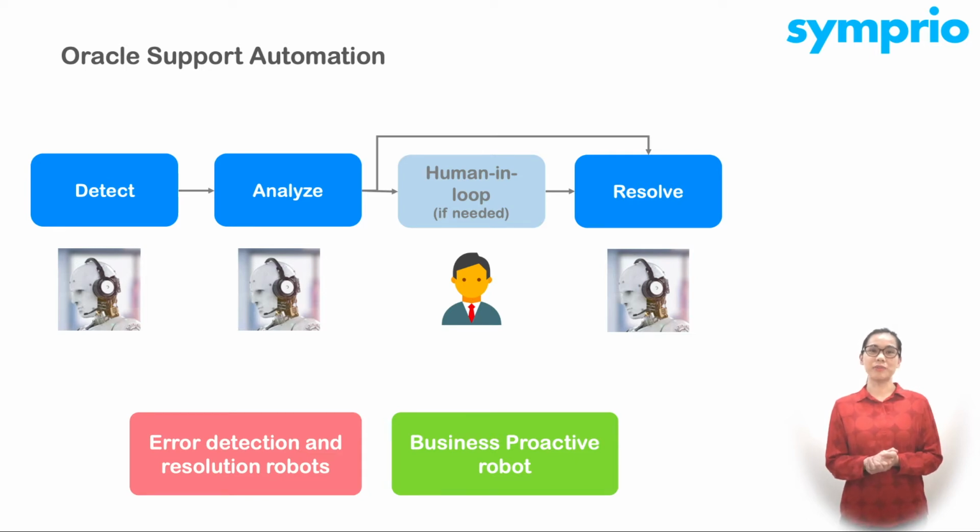Hi, my name is Ruth Batayan, and I'm part of Symprio Oracle Support and Back Office Automation Product Development Team. In this video, I will walk you through a demo on how a robot can detect auto-invoice errors in the AR interface and trigger a human-in-loop process to resolve them.